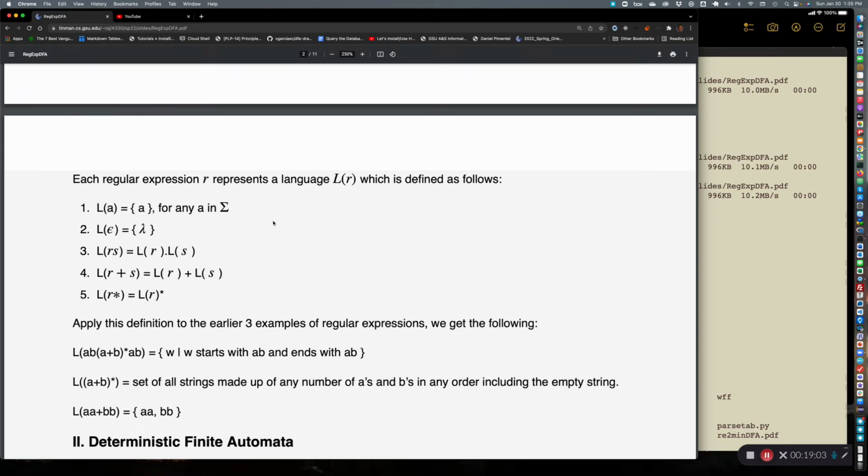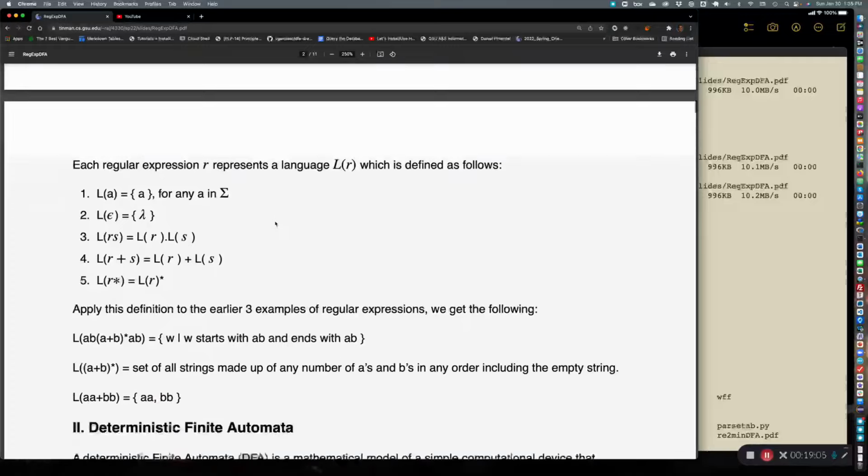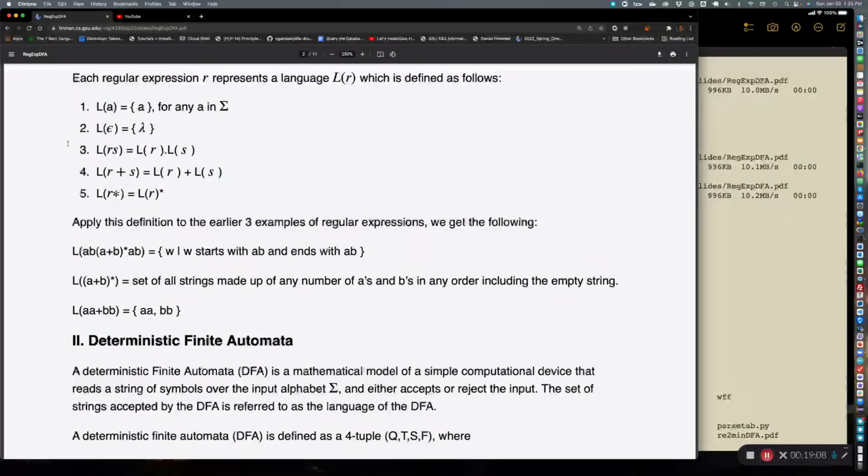Now, suppose we take these three examples, and they're repeated here. We want to apply this definition to find out what language this particular regular expression denotes, or what language that one denotes, and so on. Maybe the third one we can knock off quickly. This regular expression is AA plus BB. If you apply these five definitions to that, you will notice that it will be the set which is the union of the set obtained for AA and the set obtained for BB.